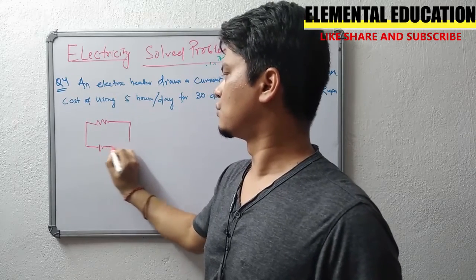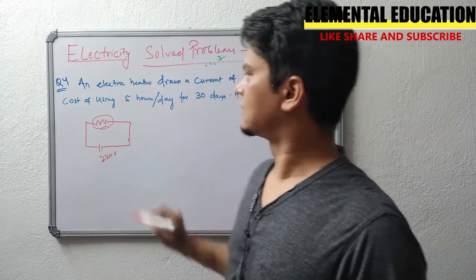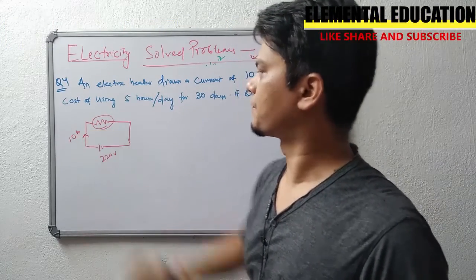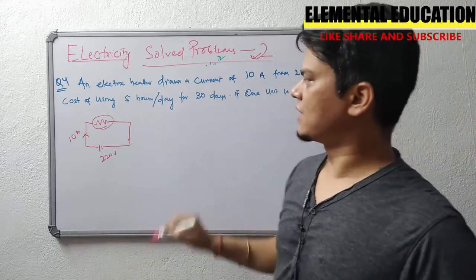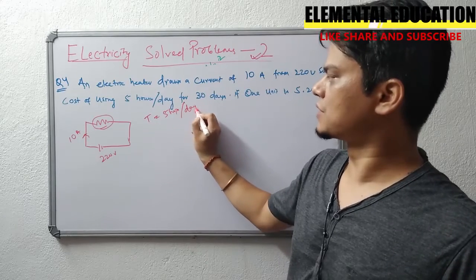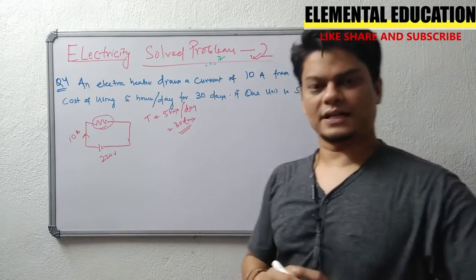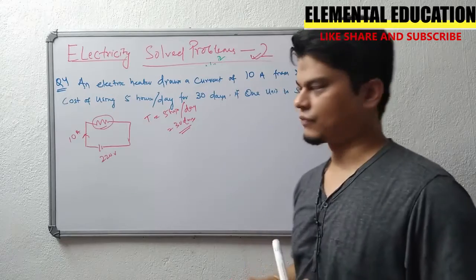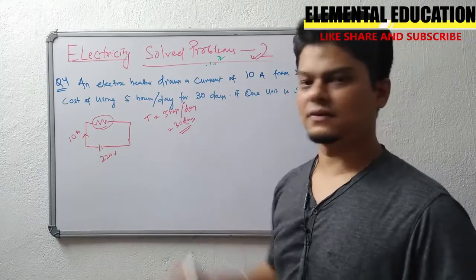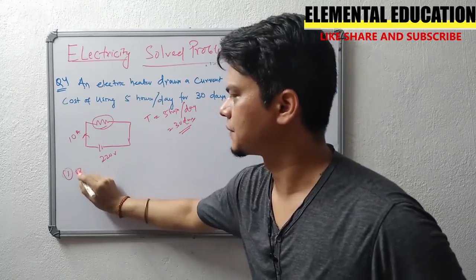So this is a 220 volt supply. This is the electric heater. Okay, the current that flows through it is 10 ampere. What else is given? Time is 5 hours per day and I am using it for 30 days. Okay, so this question can be approached in 3 divisions. First, we have to calculate the power of this electric heater.